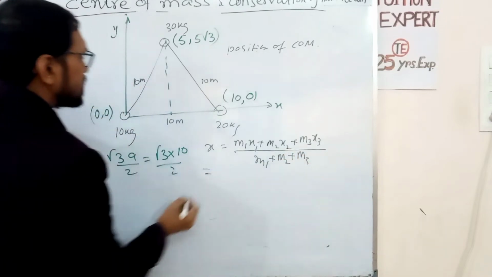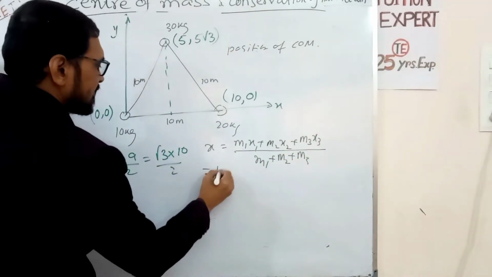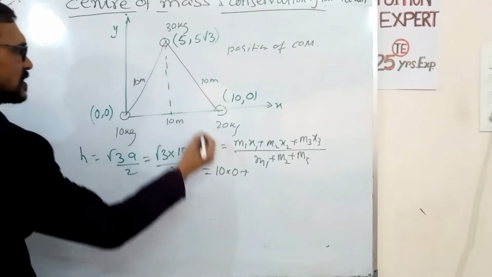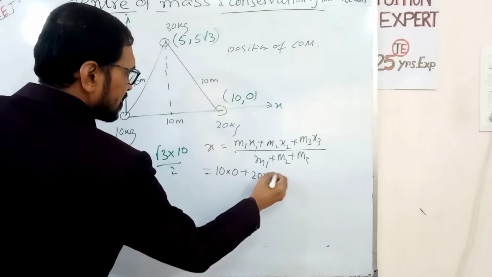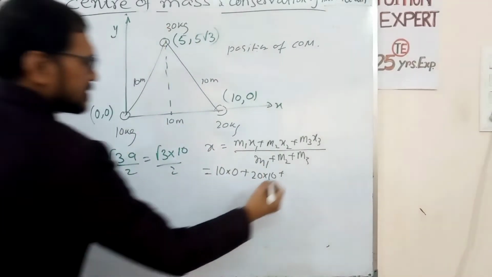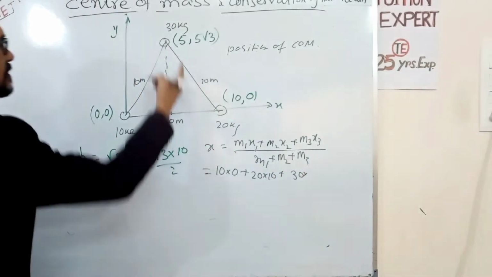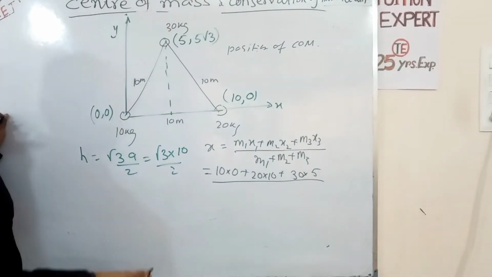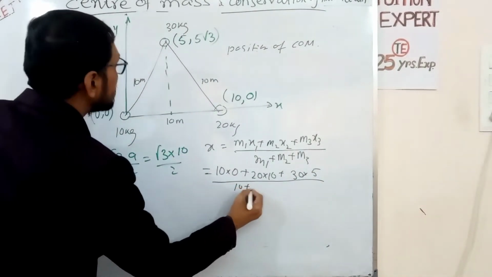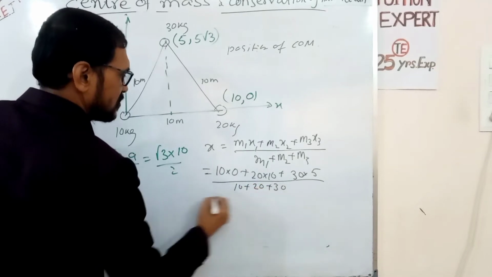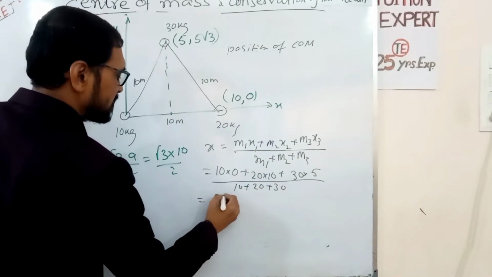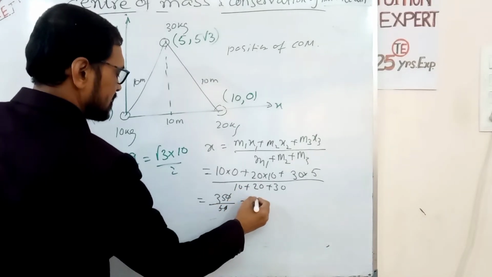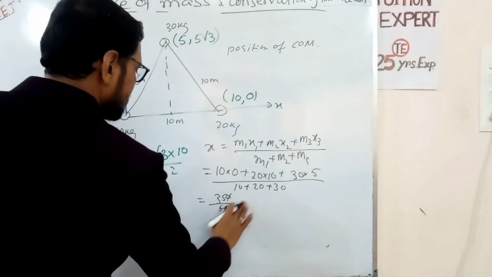Now what is m1? m1 equal to 10 kg, so 10 into 0, plus m2, m2 is 20, plus m3, m3 is 30 into x3, x3 is 5, divided by m1 plus m2 plus m3, that is 10 plus 20 plus 30, which is equal to 200 plus 150, 350 divided by 60. So this is the answer, 35 by 6.